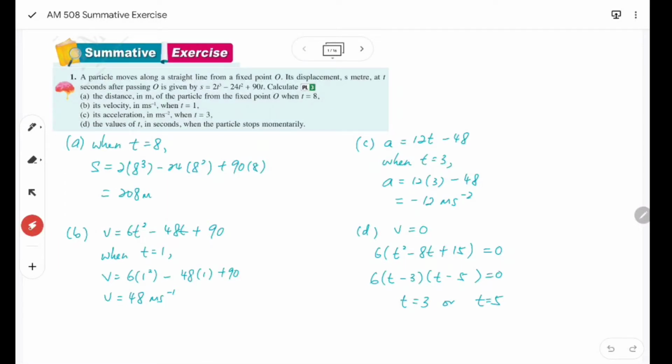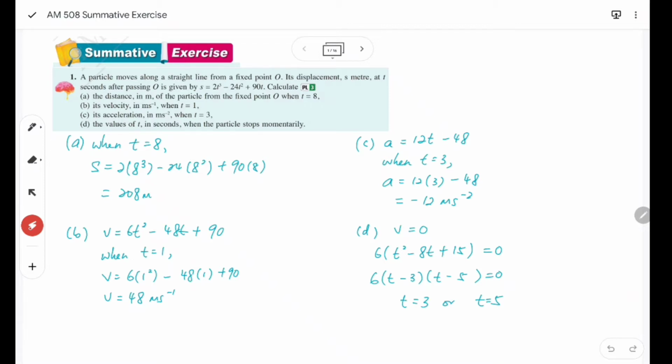Summative exercise 1. A particle moves along a straight line from a fixed point O. Its displacement s meter at t second after passing O is given by s equals to 2t cubed minus 24t squared plus 90t. Calculate A. The distance in meter of the particle from fixed point O when t equals to 8.